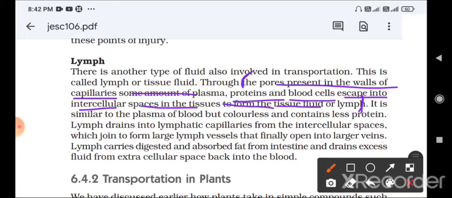Next, lymph is similar to the plasma of blood but it is colorless and contains less protein. It is similar to blood plasma, but it contains less protein and it is colorless.